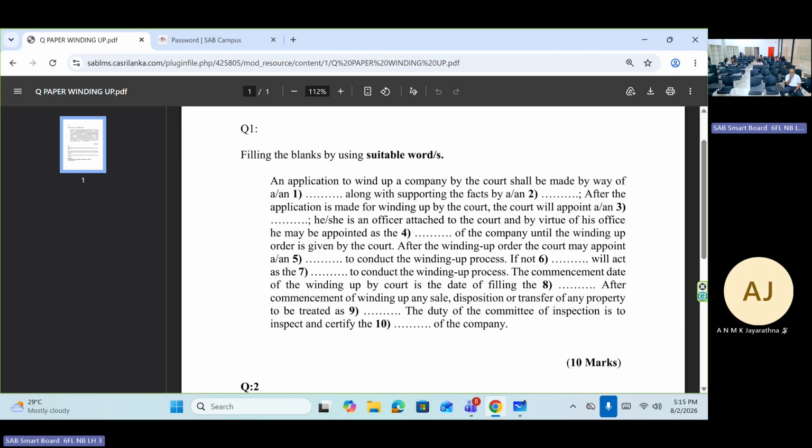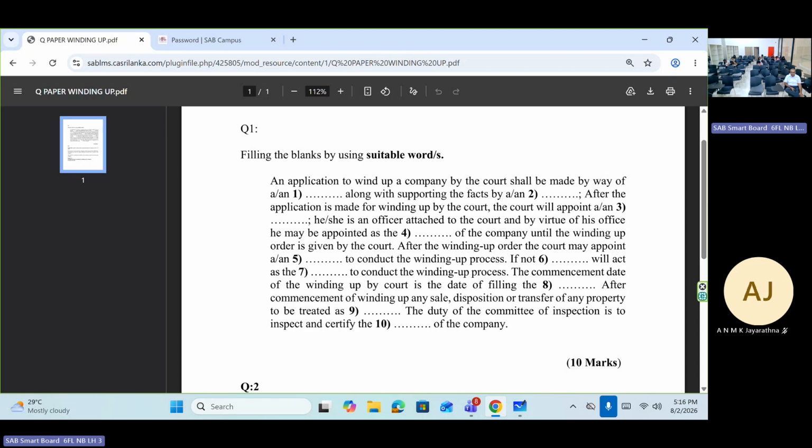An application to wind up a company by the court shall be made by way of what is the answer? Question number one, by way of a petition. A petition along with supporting facts by an affidavit. Number two, affidavit. Right? Petition and affidavit.